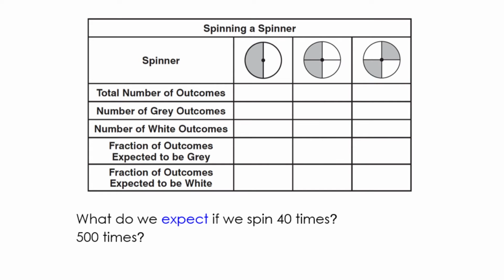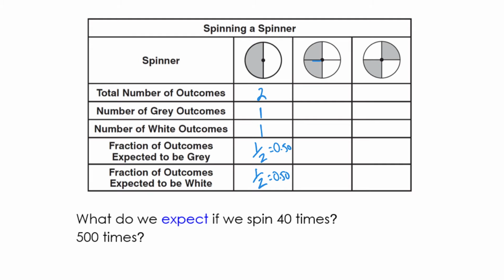So let's look at this chart over here. It's got multiple columns, but let's look at the first one. Total number of outcomes here is 2. Number of gray outcomes, 1. Number of white outcomes, 1. So the fraction is 1 over 2 for both of them. I'm also going to include the decimal for the grade 6s: 0.50 for both.